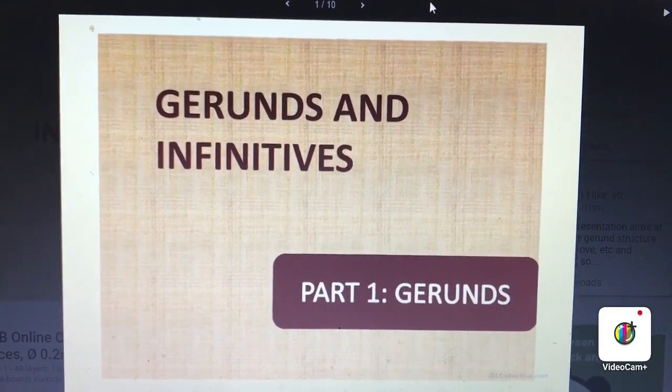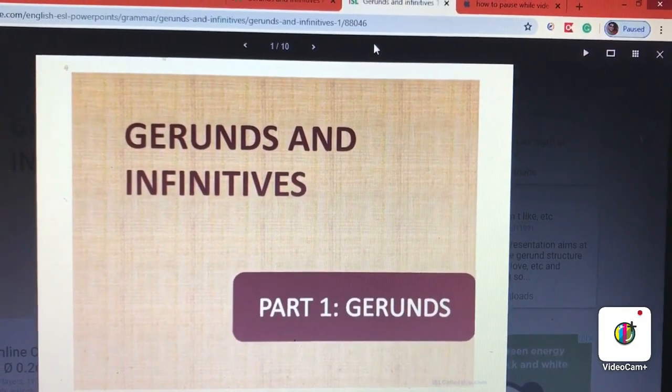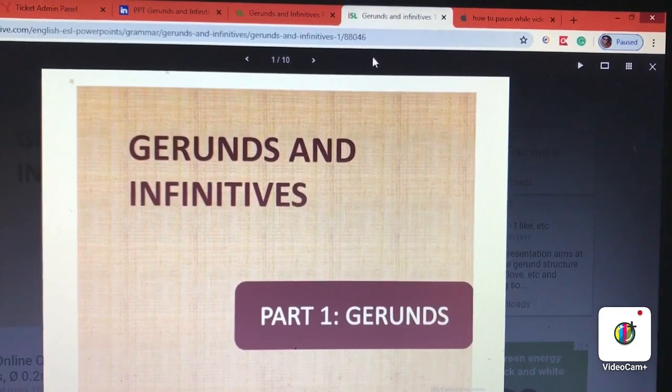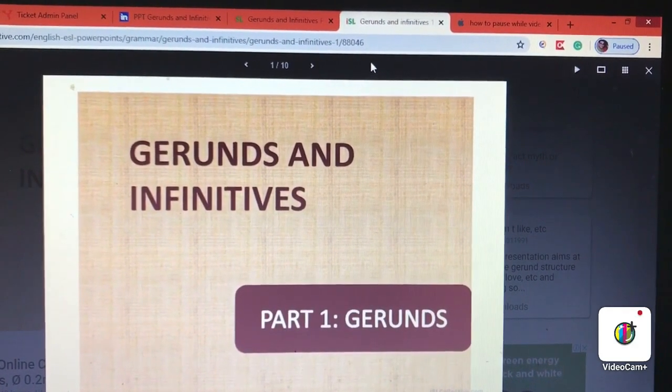So it's time to learn something new. Our topic for today is gerunds and infinitives. You all must be curious to know what it is. So let's start with gerunds.